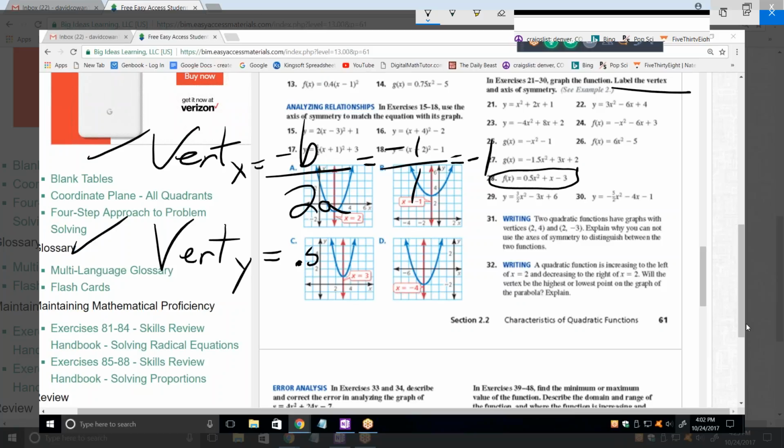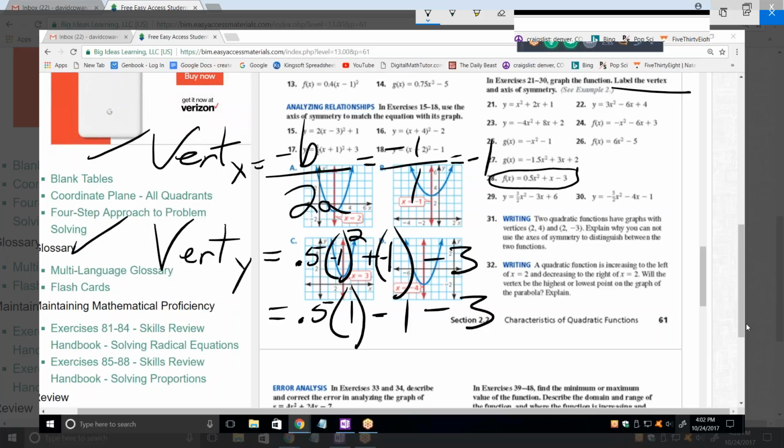So 0.5 times 1 squared plus. Wait. Oh, it's -1. Sorry. So -1 rather than +1. Then -3. All right. Now simplify this one step at a time. So it's -1 squared, 1. And then -1 -3. What's this answer?